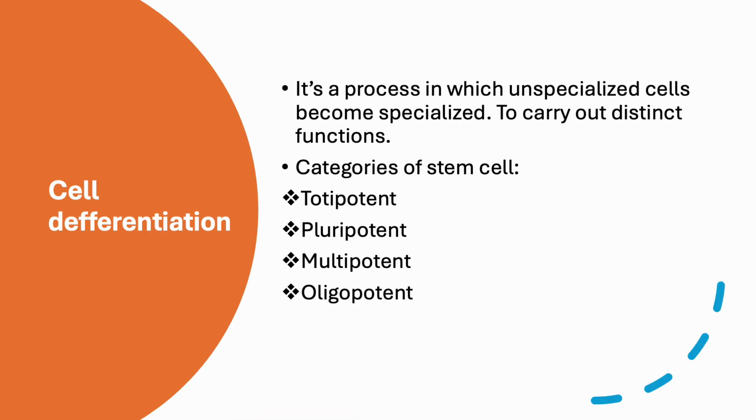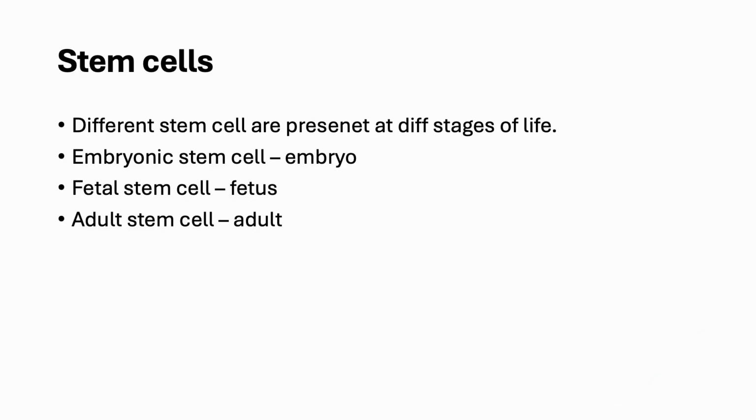Cell differentiation is a process in which unspecialized cells become specialized to carry out distinct functions. Potency can be totipotency, pluripotency, multipotency, or oligopotency. Stem cells are present at different stages of life, like embryonic stem cells, which come from an embryo and can do a lot of differentiation, fetal stem cells from a fetus, and adult stem cells from an adult.